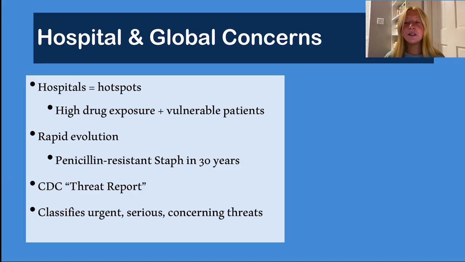So hospitals, they are basically hotspots for bacteria. Lots of antibiotics, sick patients, and surfaces for microbes to swap genes with each other. So Staph aureus, I talked about that before, it went from penicillin sensitive, meaning it did respond a little bit, to almost 100% resistant now for a few years. And the CDC says that C. difficile is a high threat, and it means that we're running out of options to treat it because it has become so resistant.